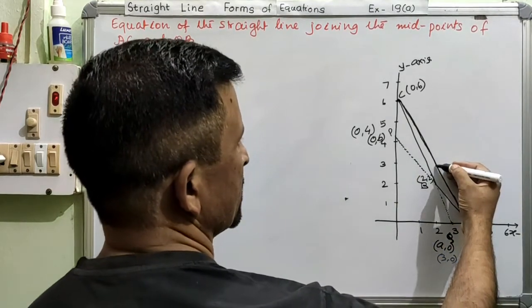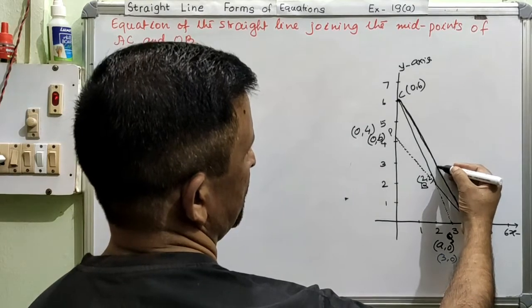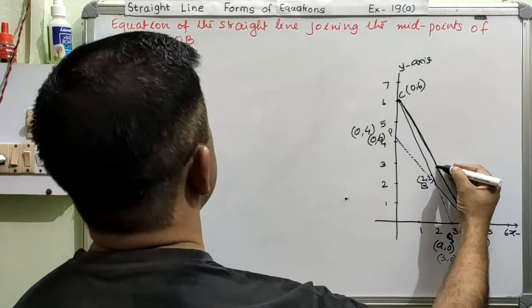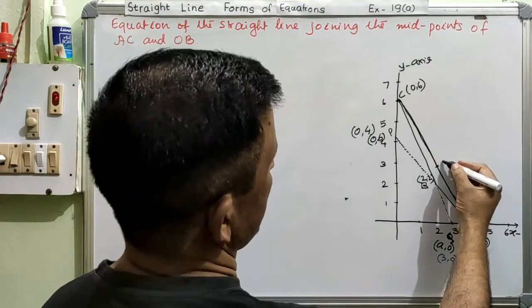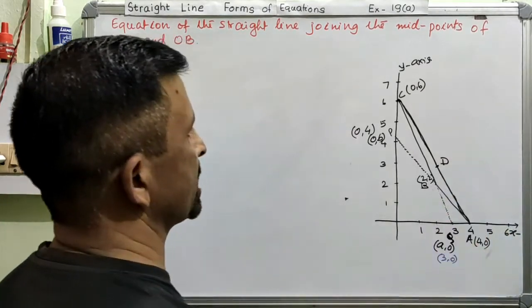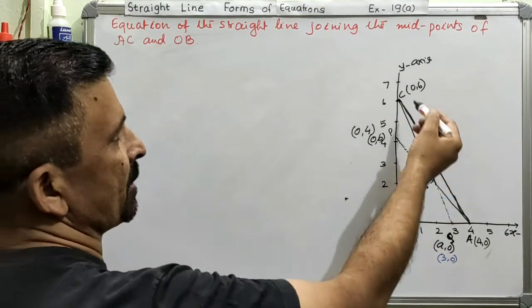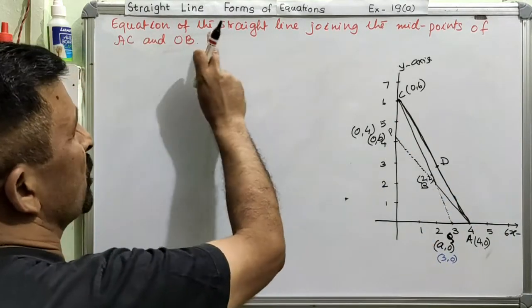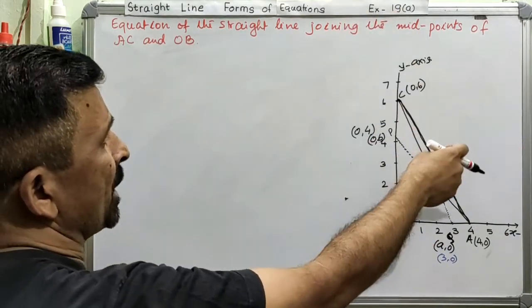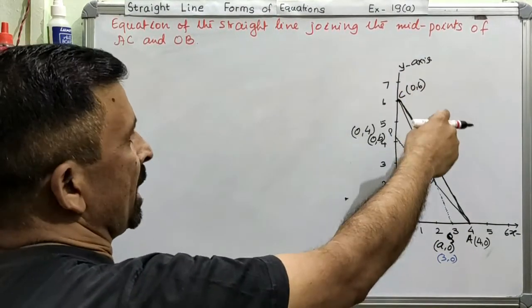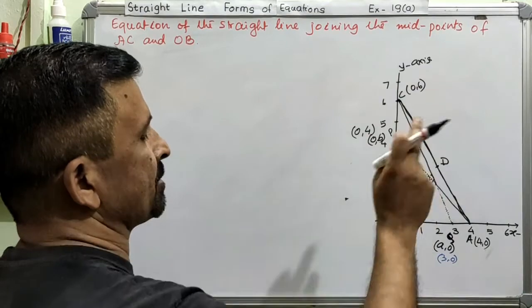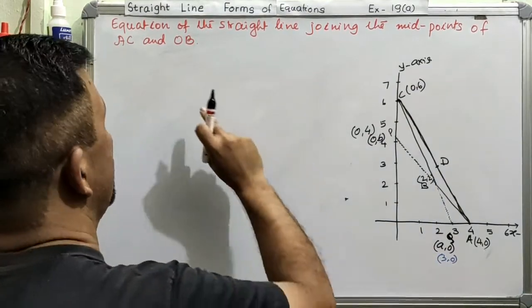Clear? So suppose this is the midpoint of AC. Maybe we can name this as D. This D is the midpoint of side AC, because we have to find out the equation of the straight line joining the midpoint of AC and the midpoint of OB. So first of all, we have identified the midpoint of AC, and that is marked as D. Now we have to find the midpoint of OB.